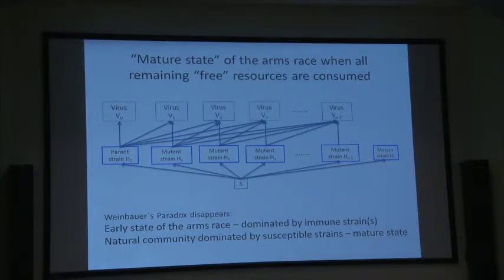And as a kind of free bonus from this exercise, you can solve what in this field is called Weinbauer's paradox, because Marcus Weinbauer wondered why there is such a difference between natural systems, which look more or less like this, where most of the hosts are susceptible to viruses, and if you try to do this in a laboratory, you immediately get a resistant host. In this model, this is just the early and the late stage of the arms race.